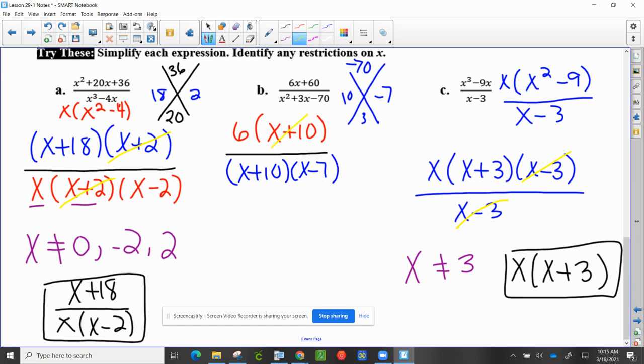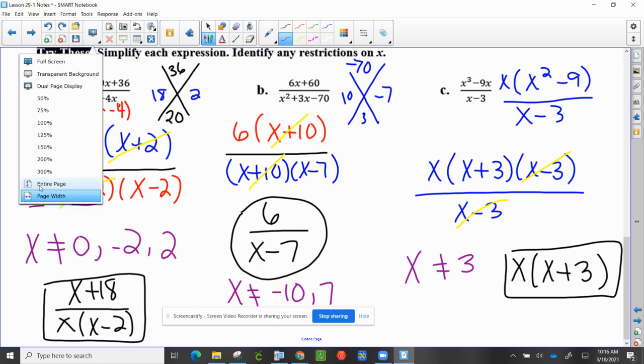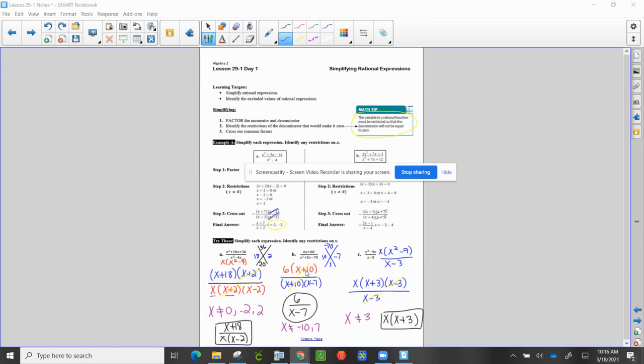Okay, your x plus 10 should cancel out, so that should leave you with 6 over x minus 7 for your simplified expression. Now, I was bad and forgot to do the excluded values before I canceled stuff out, so just look at it: negative 10 or 7 would give you a 0 in the denominator, so those are your excluded values. So that is how you simplify expressions. You just have to factor everything, factor the numerator, factor the denominator, and cancel out any common factors that they have on both top and bottom.